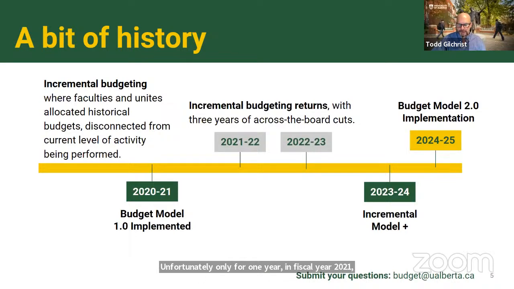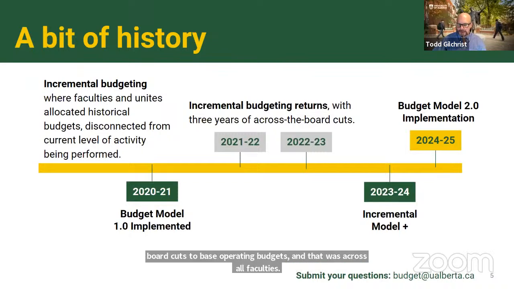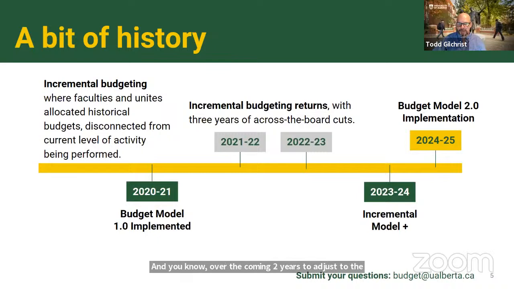After fiscal year 2020-21, our provincial grant, as everybody knows, was cut. It was cut very deep. It was cut very fast. And in response to that, we needed to implement across the board cuts to base operating budgets, and that was across all faculties and units. Over the coming 2 years, to adjust to the cuts, we implemented 2 consecutive years of incremental budget. The fundamentals of budget model 1.0 as we knew it just didn't work with the degree of government grant funding that we had.